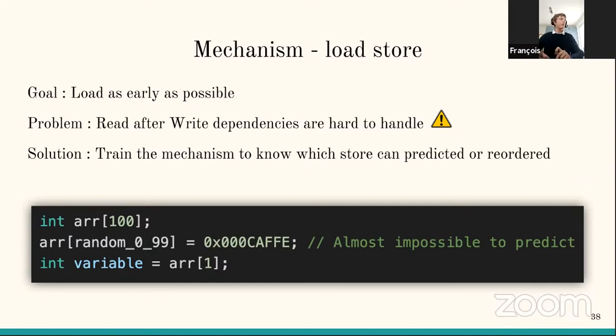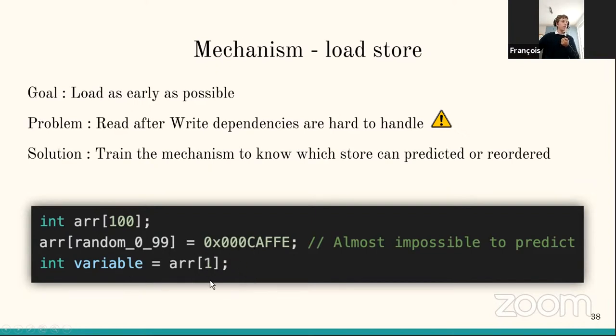So here is one example of a read after write dependency, which is hard to handle. Assume here we have pseudocode with an array, which is initialized to 0. And then we have a random variable between 0 and 99, which is a random value. And then we have an int variable, array 1.